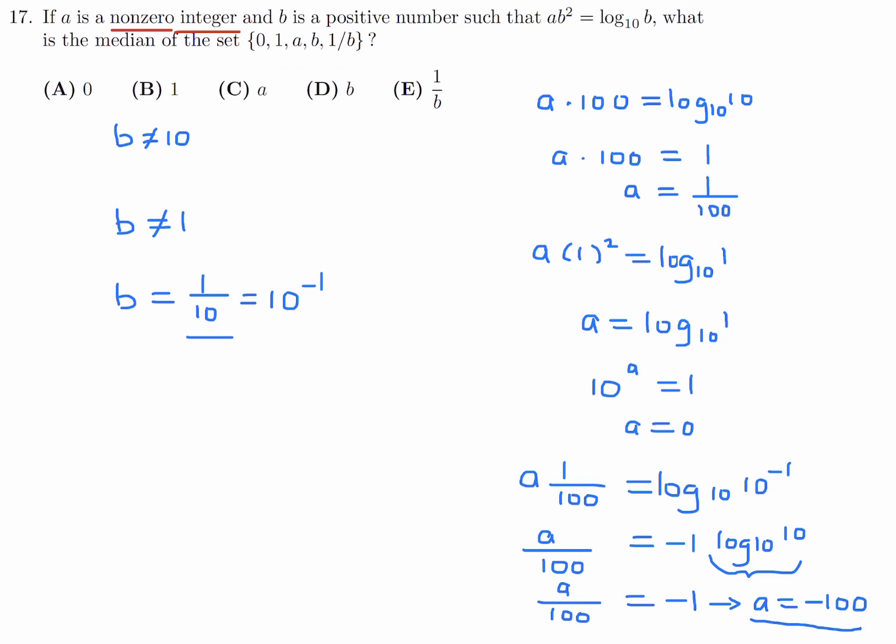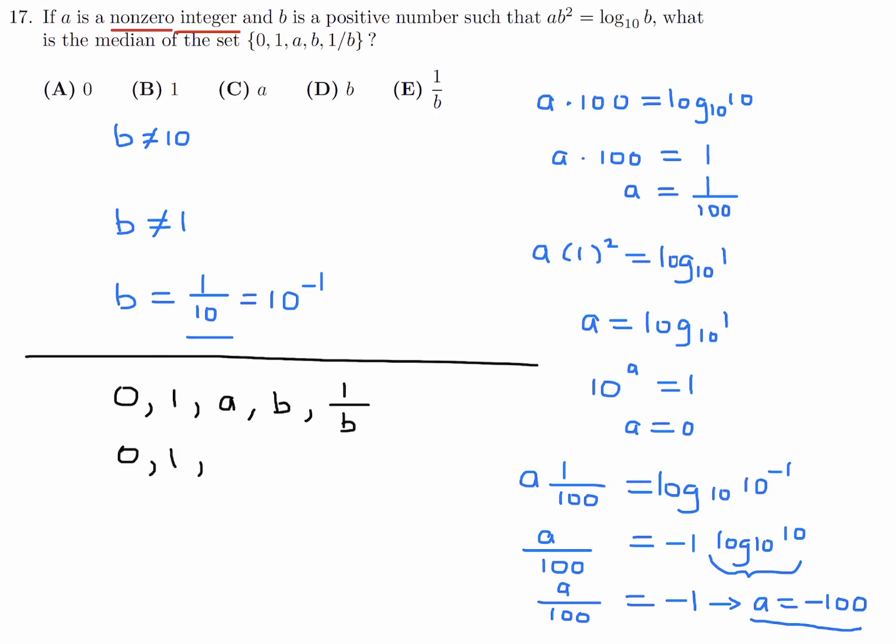So now we have to look at these numbers and figure out the median. So those numbers are 0, 1, A, B, and 1 over B. Well, for us, it's 0, 1. Our A is minus 100. Our B is 1 over 10. And 1 over B would be 10. So let's arrange this from smallest to largest. So minus 100 would be our smallest. And then 0. And then 1 over 10. And then 1 and then 10.